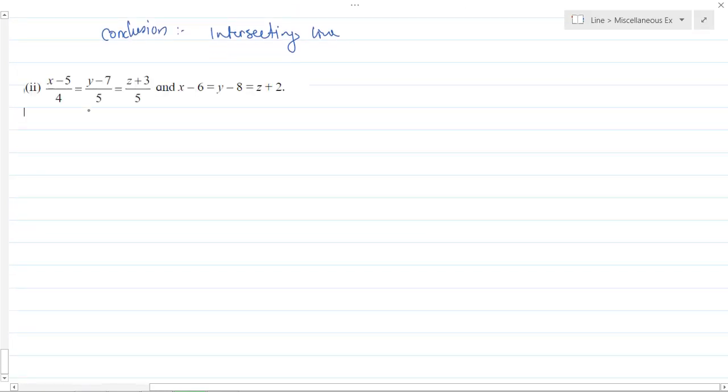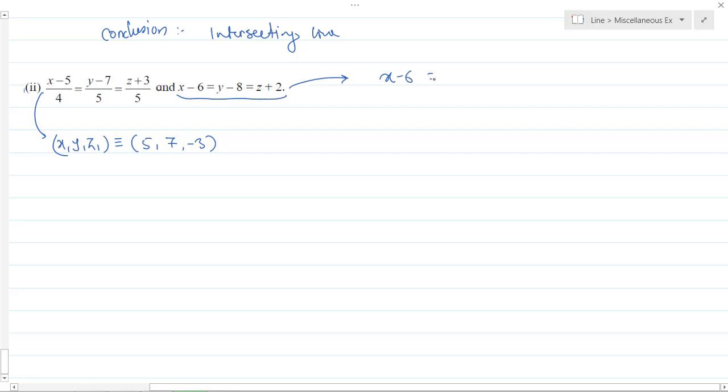So this is the second question. Simply, you know, first find out x1, y1, z1 from the first equation. Compare this equation with the standard equation, which is (x minus x1) upon a, (y minus y1) upon b, (z minus z1) upon c. So this becomes 5, this becomes 7 and this becomes -3. Okay, so this is not in the standard form. Perfect, so let's make it standard.